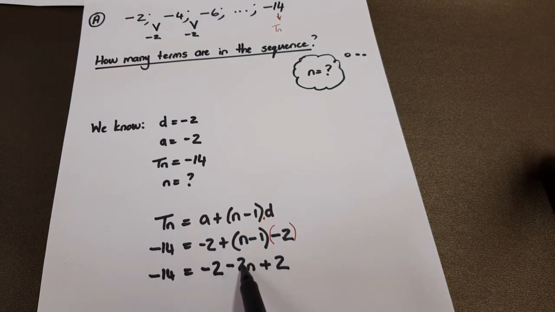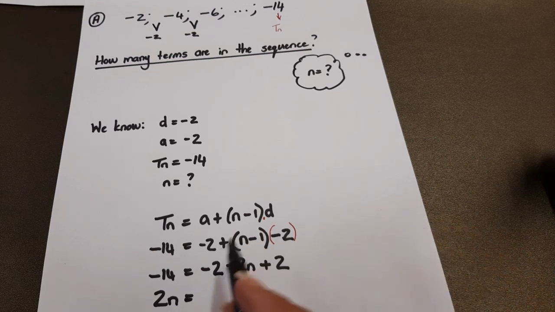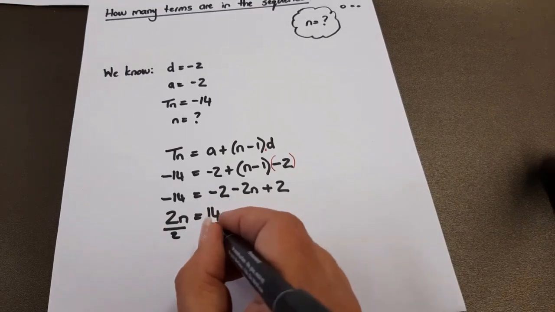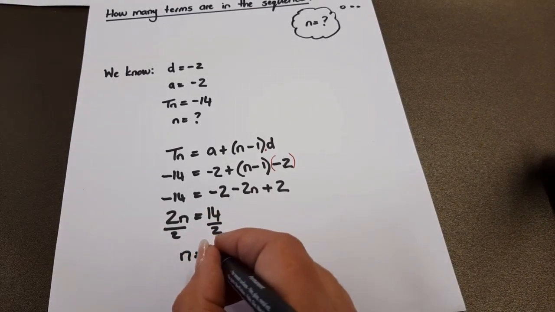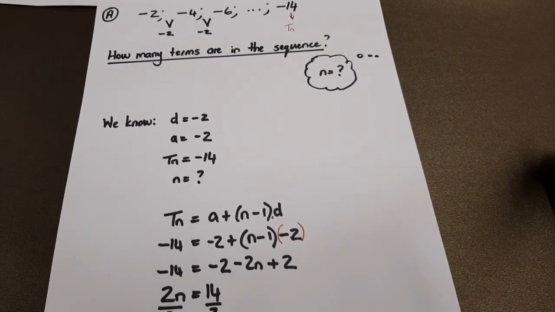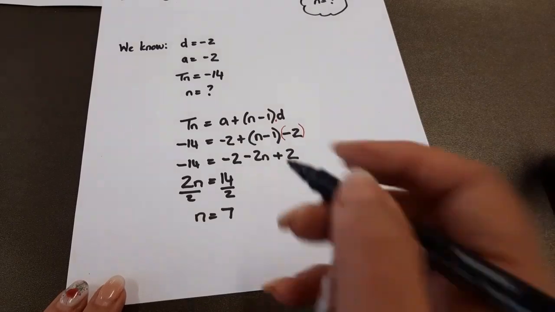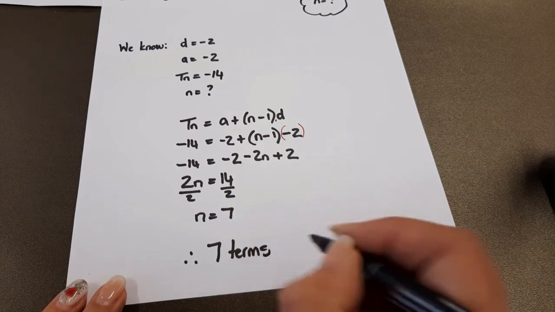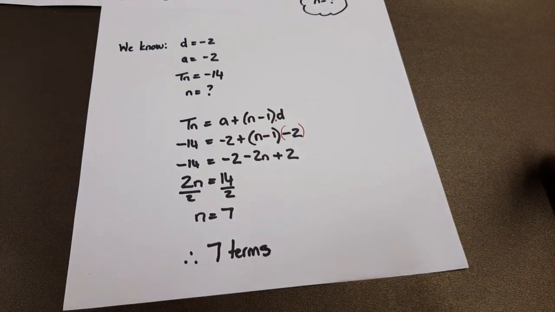I'm going to take this n to the left hand side and this minus 14 to the right hand side. So you get 2n equals 14, minus 2 plus 2 is 0, so it's only 14. Now divide both sides by 2 and you get n equals 7. What is the question? How many terms are in the sequence? 7 terms. Therefore, there are 7 terms in this particular sequence.